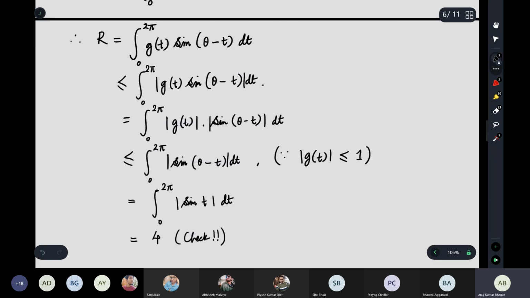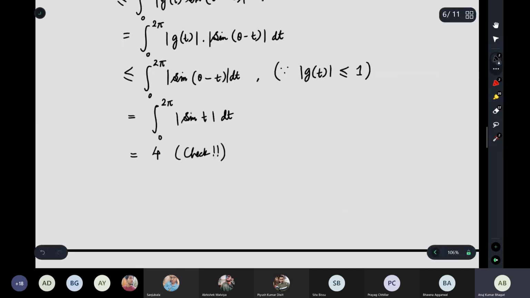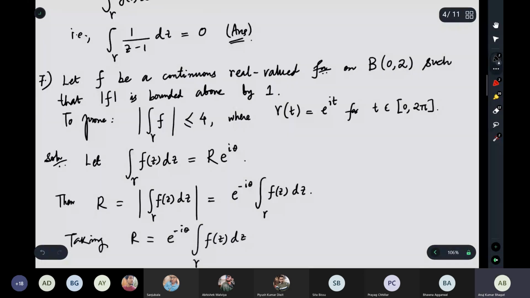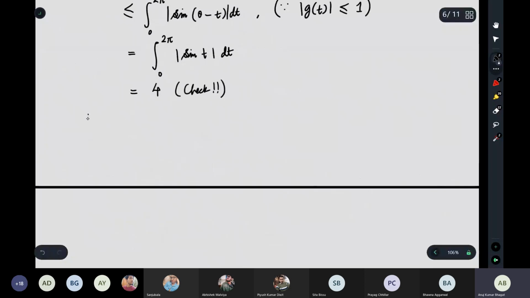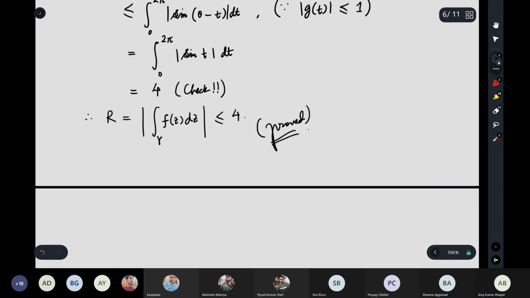So what I have got is r is less than or equal to 4, and from here this is nothing but r. So this is also less than or equal to 4. So therefore r, which is nothing but the integral, you can also write, of f(z) dz, is less than or equal to 4. Any problem, any confusions? No, sir.